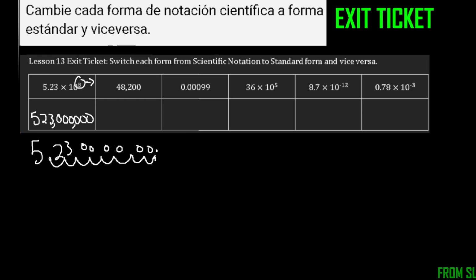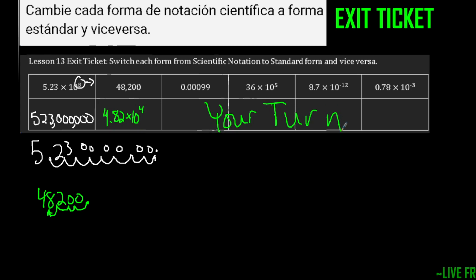However, if you have something like this where you have to write this in scientific notation, so I have 4, 8, 2, 0, 0. I need to move my decimal place 1, 2, 3, 4 times. So that's going to be 4.82 times 10 to the 4th power. So make sure that you can try these out. So again, these are your turn.